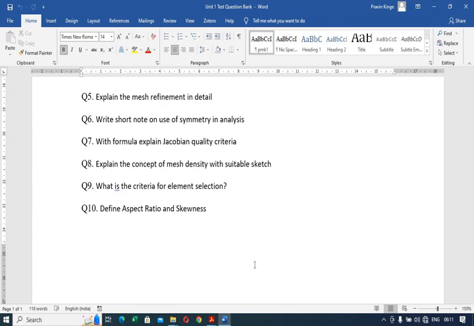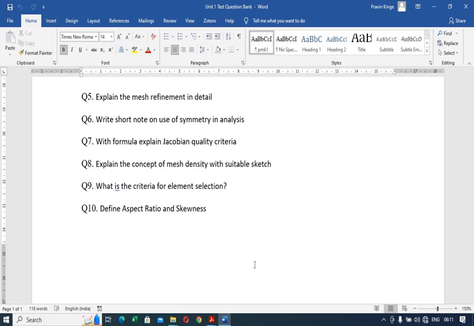For example, you can take the example of a rectangular plate with a circular hole. This geometry is symmetrical. So instead of going for the analysis of the entire plate with circular hole, you can go for the analysis of the quarter plate, and you can apply the results over the entire plate. You can draw the suitable sketch for this rectangular plate, and you can explain the relevant points related to this question. Next is, with formula explain Jacobian quality criteria. This you can explain with the help of the Jacobian formula.